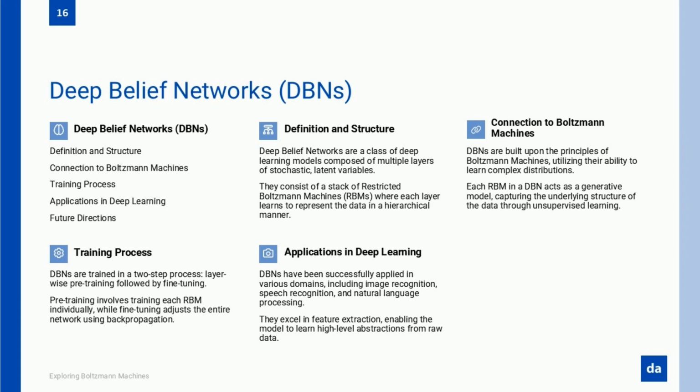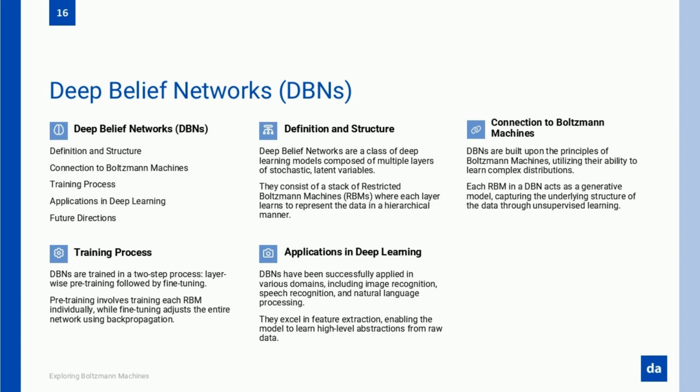What made DBNs groundbreaking was their ability to perform unsupervised pre-training. In traditional deep learning, neural networks require massive amounts of labeled data, which can be costly and time-consuming to obtain. DBNs, on the other hand, excel at learning without labels, making them ideal for tasks like feature extraction, anomaly detection, and dimensionality reduction. This ability helped researchers achieve better performance in fields like speech recognition, image processing, and recommendation systems.